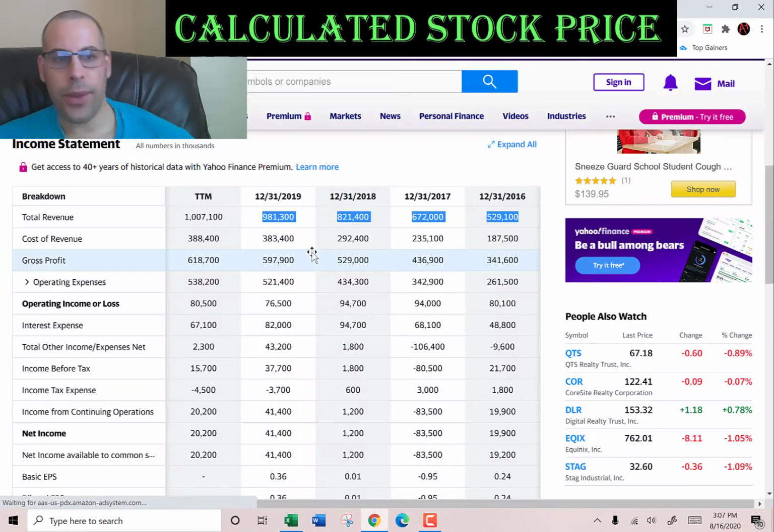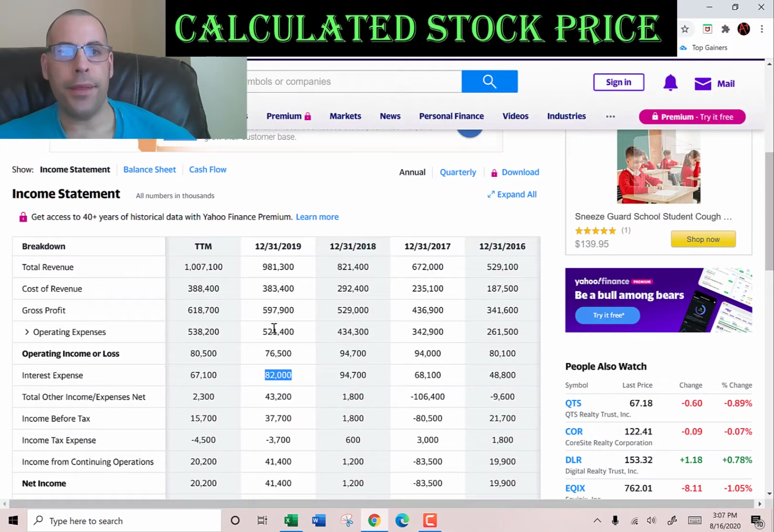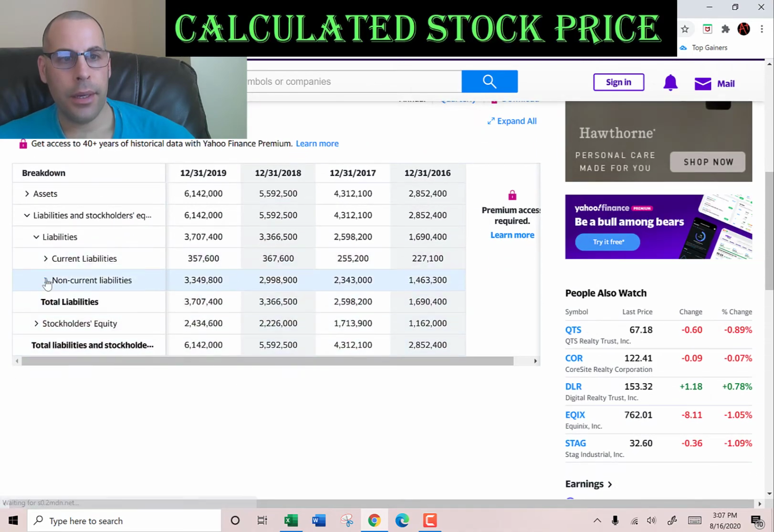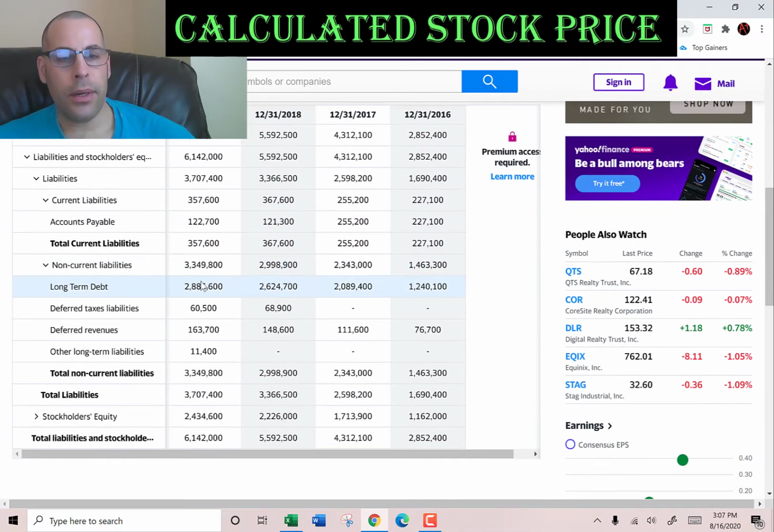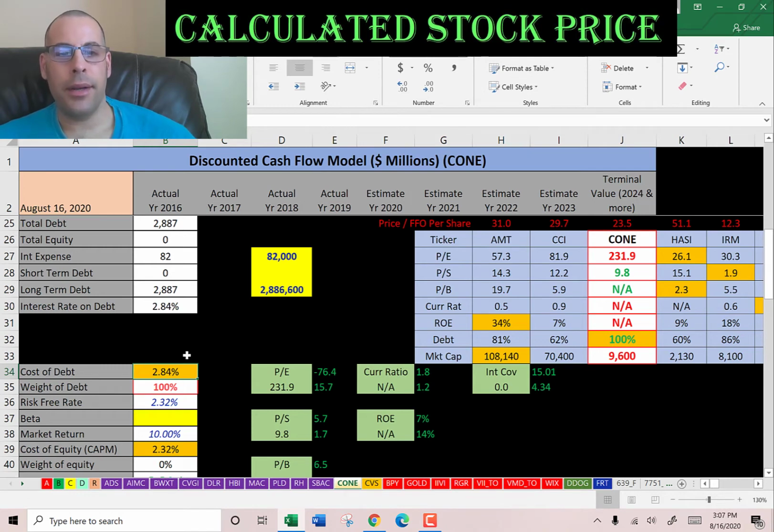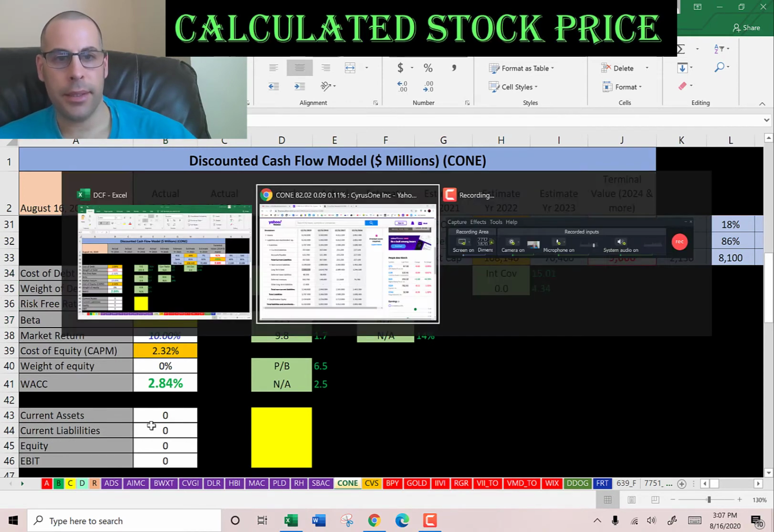We need the interest rate they pay on their debt. That's $82 million. And let's see how much debt they have. We'll go to the balance sheet. We'll go to liability section. And no current debt. Long-term debt of $3 billion. That's debt due after 12 months. They pay 2.8% interest on their debt. So that's the cost of debt. We usually discount the interest rate by the effective tax rate. But a lot of REITs don't pay taxes because they distribute at least 90% of their profits out as dividends.